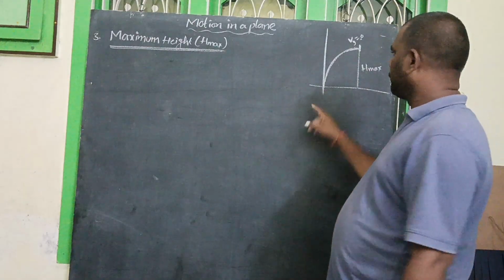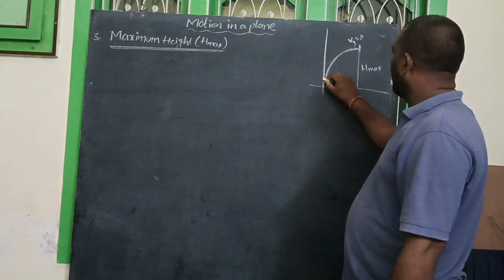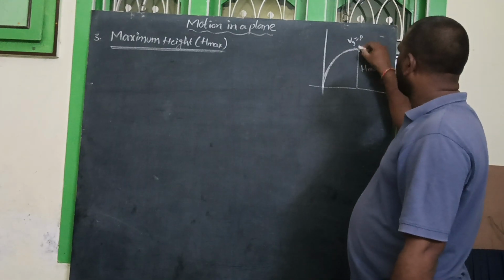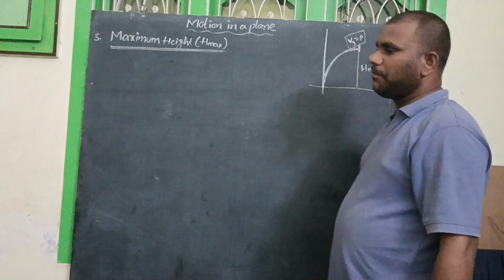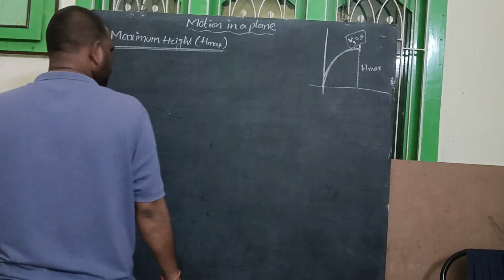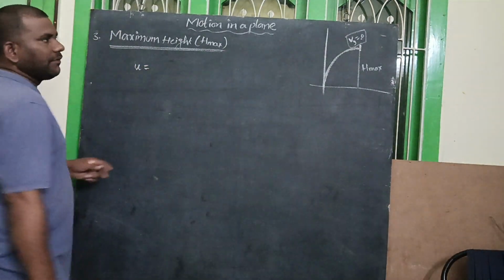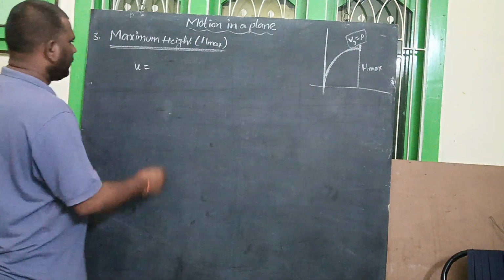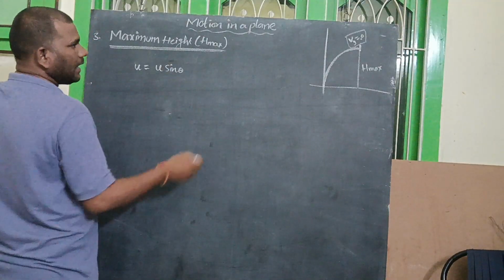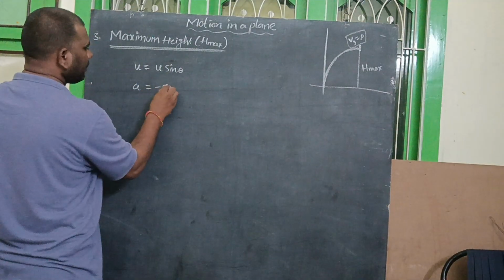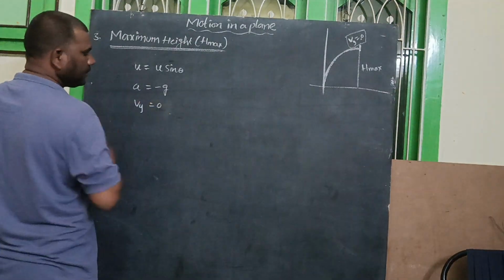Here a body is thrown vertically upward, its velocity decreases and the final velocity becomes zero. That is called the maximum height. Here the initial vertical velocity is u sin theta, the acceleration due to gravity is a equal to minus g, and the final velocity Vy is equal to 0.